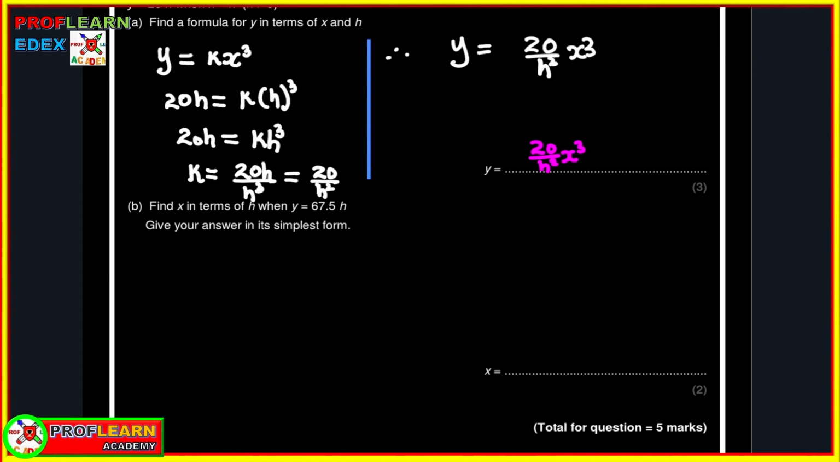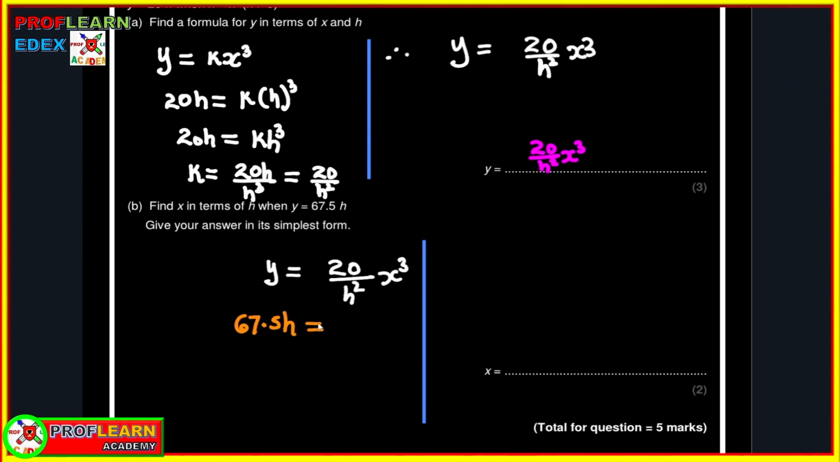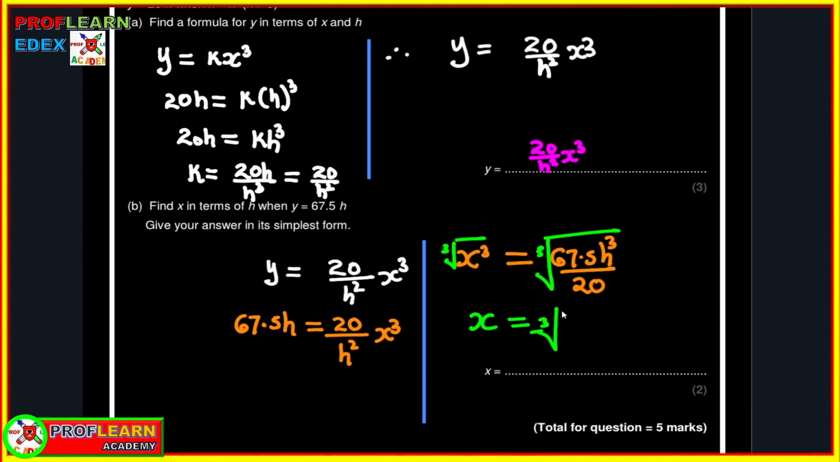We use the formula that we obtained in the previous section, 20 over h squared x cubed, where you have y, you write 67.5h. We have this, and then we make x the subject of the formula, so we find the cube root of both sides. I think this simplifies to something beautiful, which is going to be 1.5h, and our answer is that.